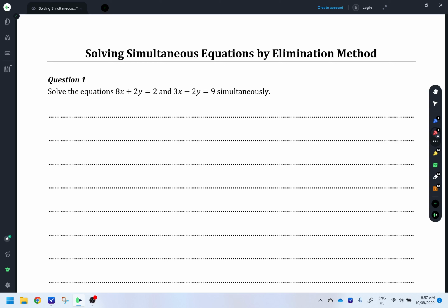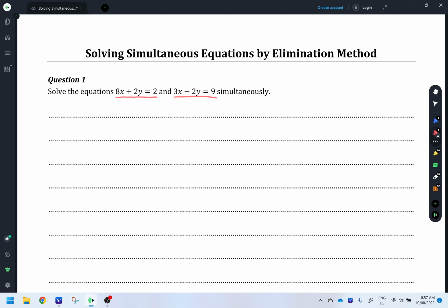Hi guys, in this video I'm going to go over a few example questions of solving simultaneous equations by the elimination method. So we use the elimination method when our two equations that we're trying to solve both have x and y on one side and then a number on the other side. So we see that with both of these equations, neither of them have x or y by itself. That tells us that we want to use the elimination method.